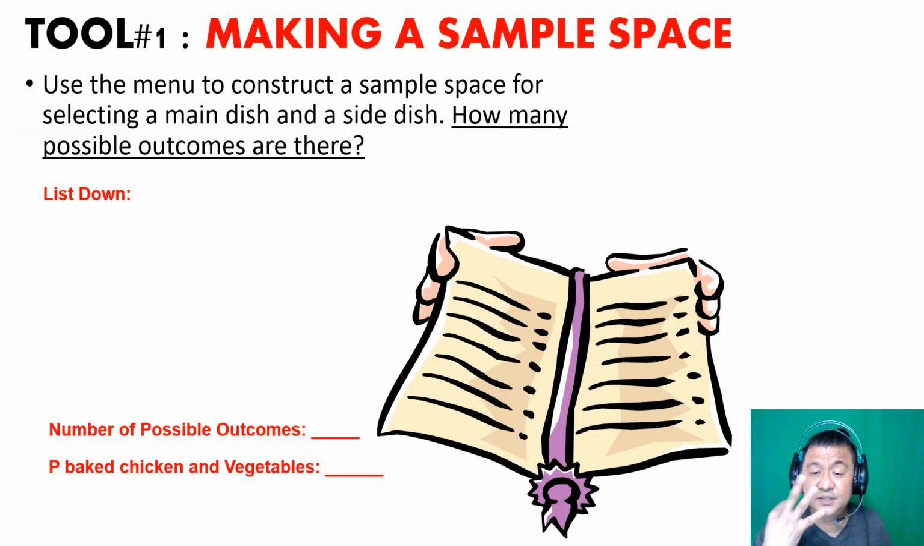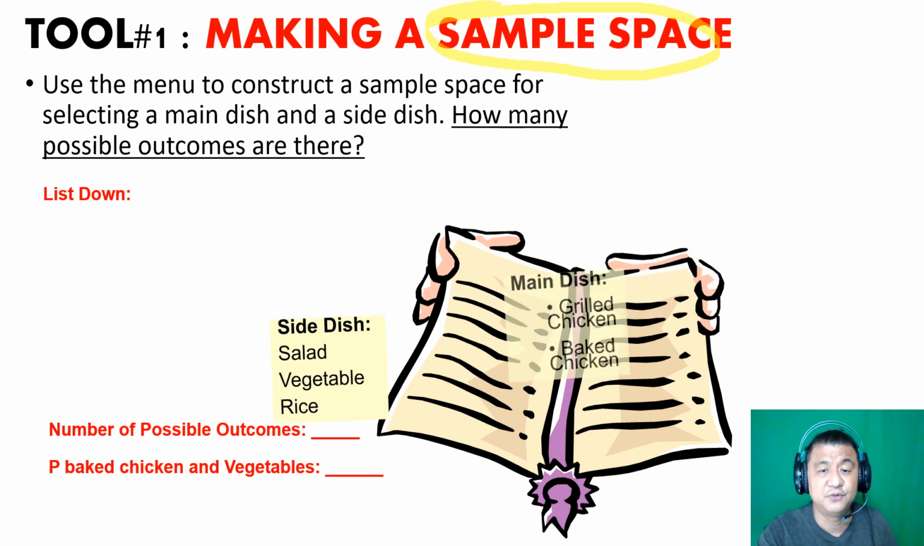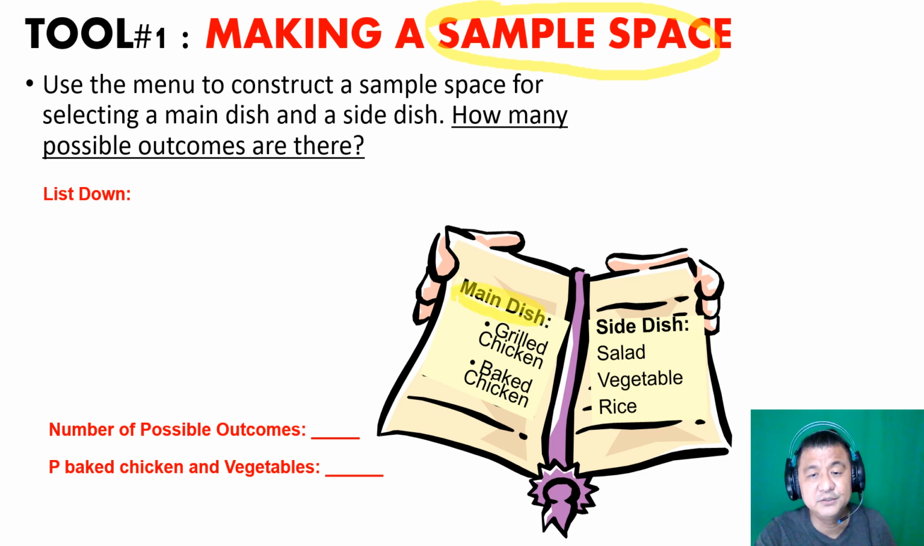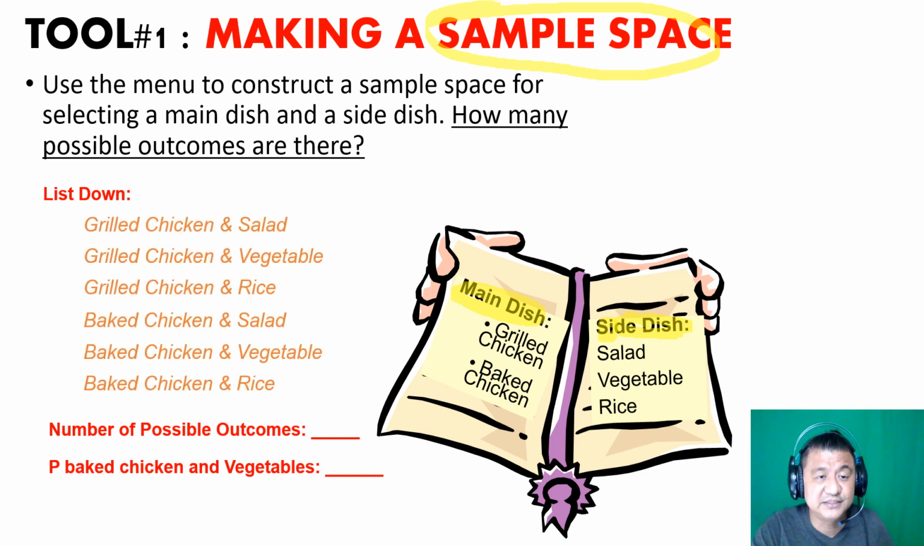Today we will study three tools that will help us organize our sample space. The first one is simply writing down everything. Sometimes they call sample space as simply listing down. Okay, for example, this is the menu of a restaurant. You're required to choose one main dish and one side dish. You have to list down all the possible menus that you can order. So suppose I listed down everything: grilled chicken and salad, grilled chicken and vegetable, grilled chicken and rice, baked chicken and salad, baked chicken and vegetable, baked chicken and rice.